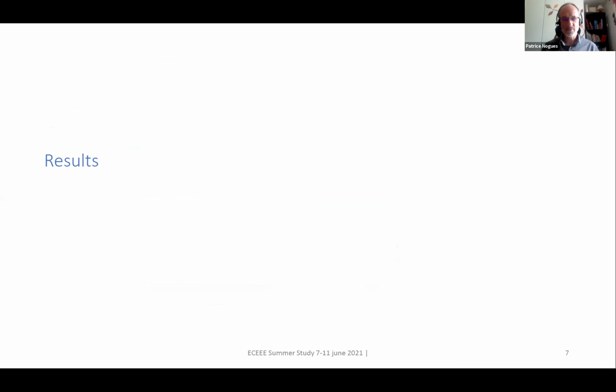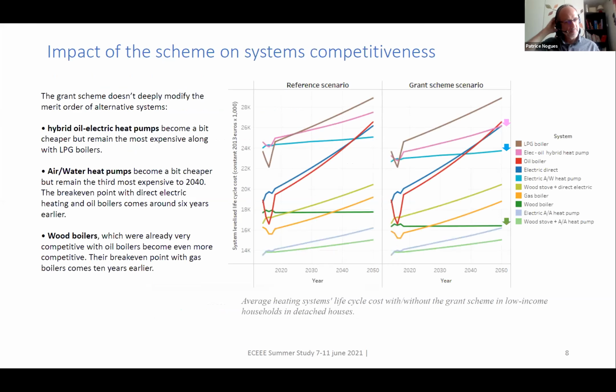So now the results. And before showing the evolution of the market share, we will see how the life cycle cost of different technologies are modified with the scheme.